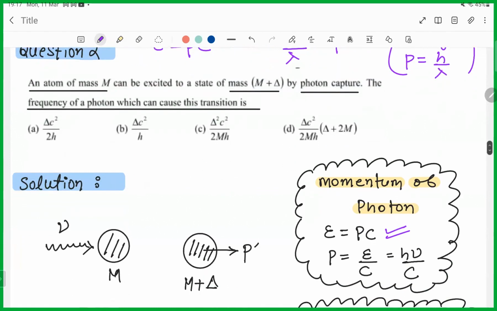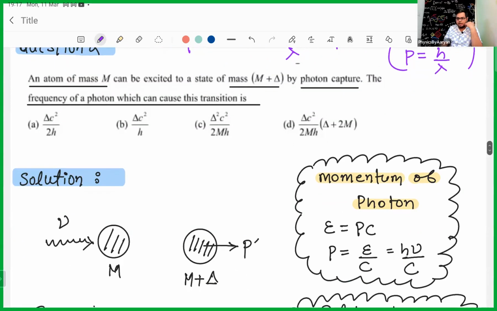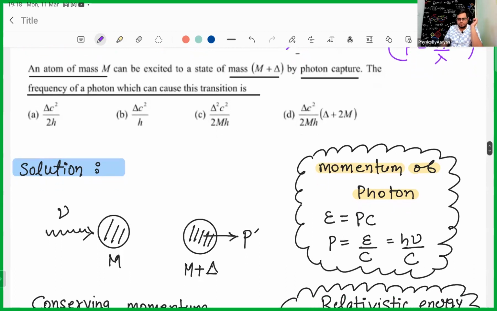Sir, one more question I have. Did this de Broglie equation come first, or Einstein's photoelectric effect came first? Which one came first? Einstein's photoelectric effect came first. So he gave this after Einstein's theory, sir. Yeah, that came later.